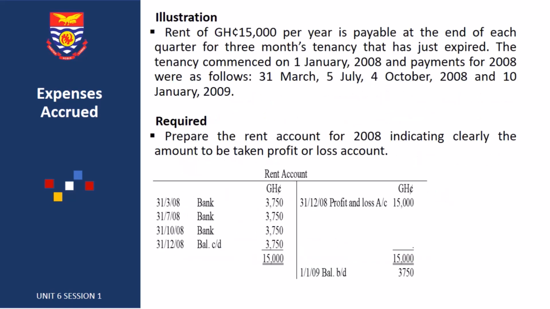Let's look at an illustration for accrued expenses. Rent of 15,000 cedis per year is payable at the end of each quarter for a 3-month tenancy that has just expired. The tenancy commenced on 1st July 2008 and payments for 2008 were as follows: 31st March, 5th July, 4th October 2008 and 10th January 2009.